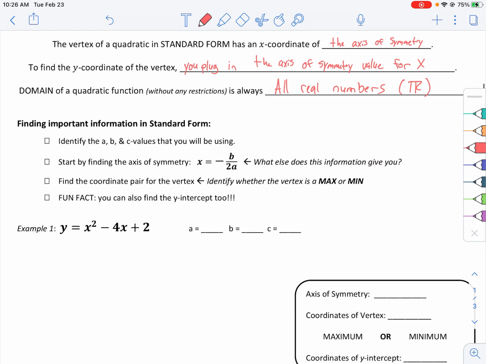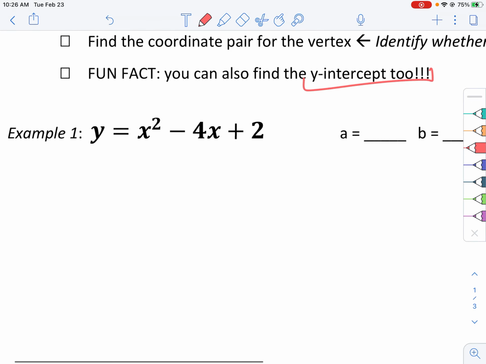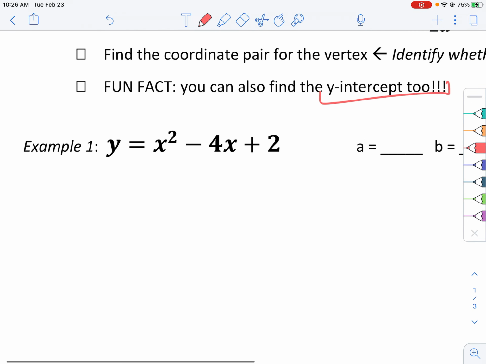All right, so finding important information in standard form, we need to identify the a, b, and c values. Then we need to start by finding the axis of symmetry, find the coordinate pair of the vertex by plugging in the axis of symmetry, and we can also find the y-intercept. So, example number 1 here. Y is equal to x squared minus 4x plus 2.